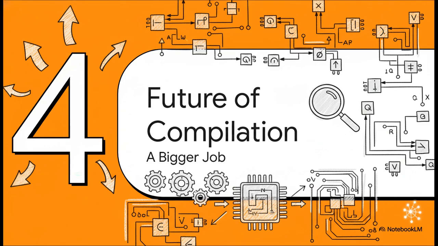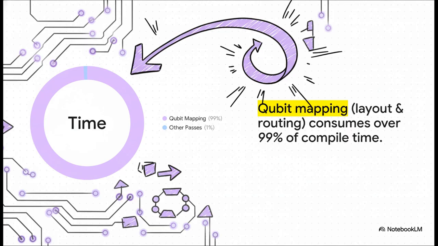So where does this all go from here? You might think that as the hardware gets better and better, the transpiler's job would get easier, right? But actually, it's the opposite. Its role is becoming more important than ever. And this chart right here shows you exactly why. When you're transpiling a really complex circuit, a mind-boggling 99% of the time your computer spends is chewed up by just 2 stages: layout and routing. That's it. That classical computation time is a massive bottleneck.